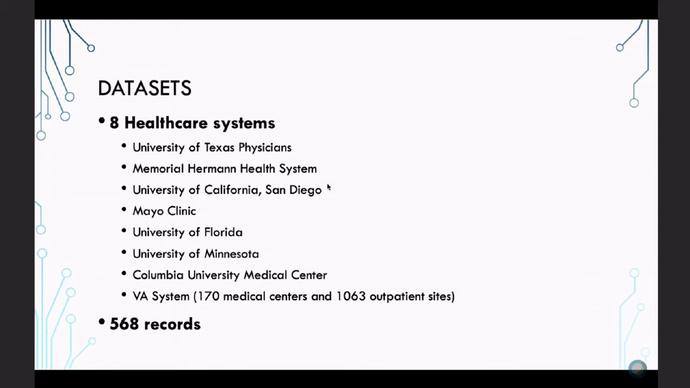So we collected COVID-19 test data from 8 healthcare systems across the United States, including University of Texas Physicians, Memorial Hermann Health System, University of California, San Diego, Mayo Clinic, University of Florida, University of Minnesota, Columbia University Medical Center, and the National Department of Veterans Affairs. The VA system provided 170 medical centers and 1,063 outpatient sites. We collected those data in April 2020.